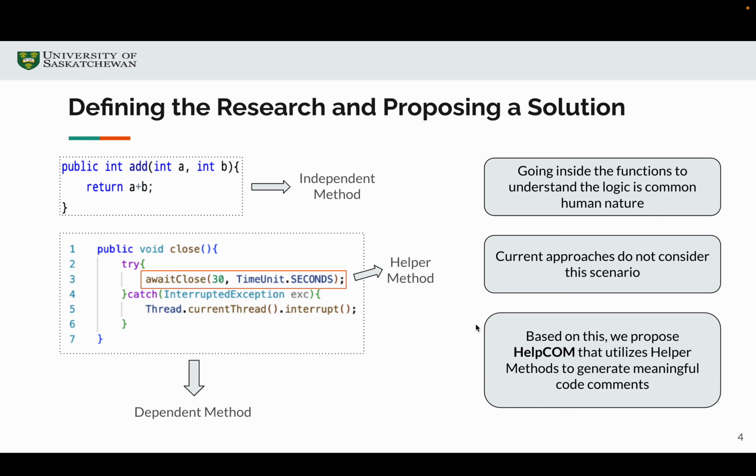So based on this assumption, we propose help.com that utilizes helper methods. These are the methods to generate meaningful code comments. We hypothesize that utilizing the helper method will generate better summaries that will align with humans.